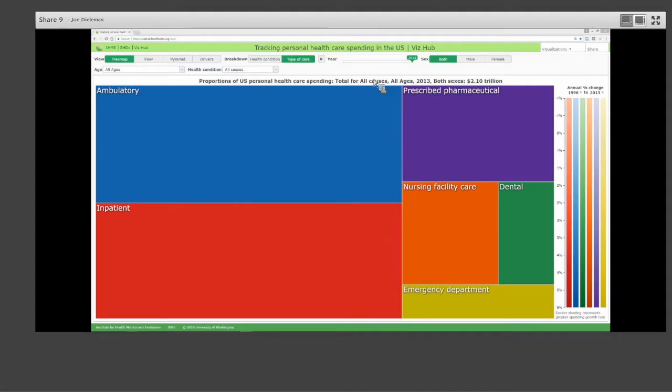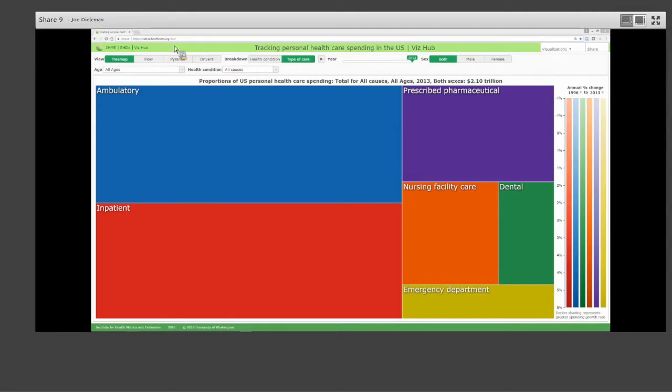It's publicly available, and just to highlight it again, it's vizhub.healthdata.org, and then DEX, that's the Disease Expenditure Project that I mentioned earlier. And just as a reference, healthdata.org is the website for the Institute for Health Metrics and Evaluation, where you can find a wide variety of interactive visualizations, much like the one I'll show today.